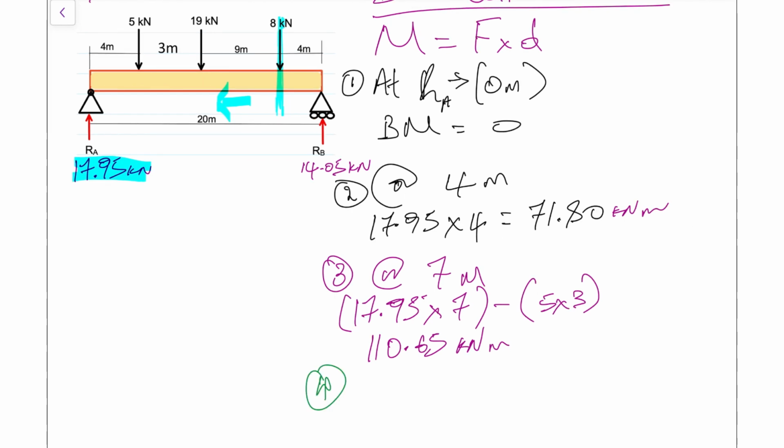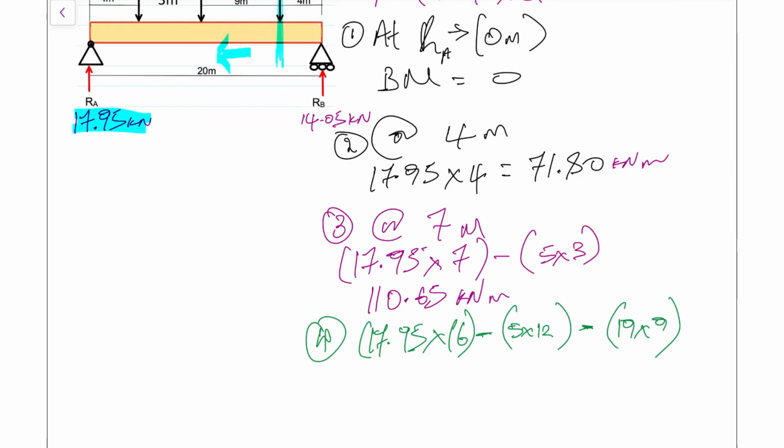So what we now have is our first 17.95, and we know the distance already. We've established that it's 16 meters. And then we have our 5 kilonewtons, which is trying to go in the opposite direction, and its distance is 12 meters. So 5 multiplied by 12. Then we have that 19 kilonewtons going again in the opposite direction. So we subtract that once again, and its distance is 9 meters. And our final sum here is going to be 56.2 kilonewton meters.